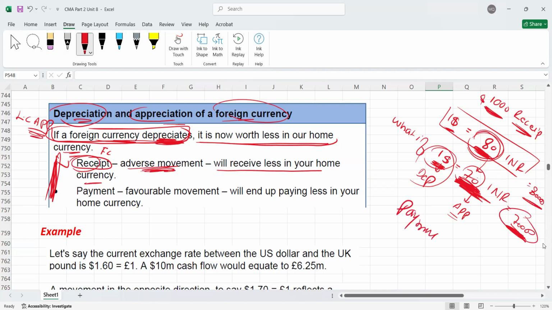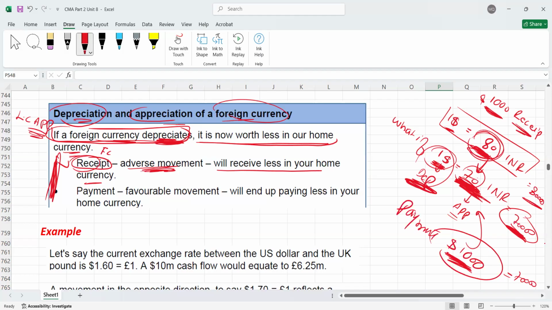For example, you have to make a payment of $1,000 now. So it means you need to buy $1,000 now, and it is good for you if foreign currency depreciates because you can buy this $1,000 at 70 only. You just need to pay 70,000 Indian rupees to buy it. But if the rate is 80, then you have to pay 80,000.